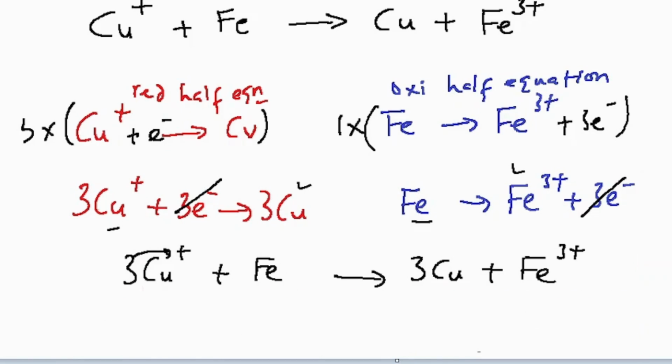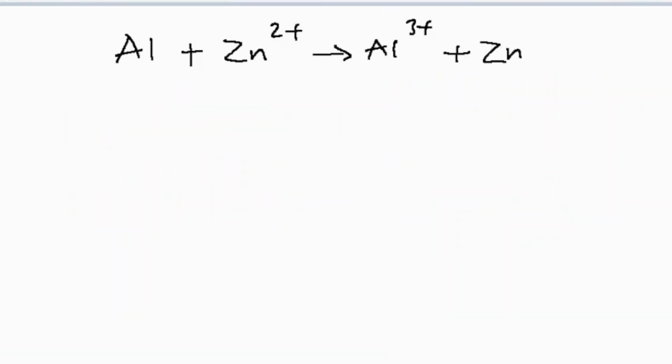Now let's move on to the second example. We're going to split the redox equation into half equations, so we look for common chemical species. We have aluminium atom here, and we have aluminium ion here. So aluminium is oxidized to aluminium 3+. We have this, and that's giving us that.